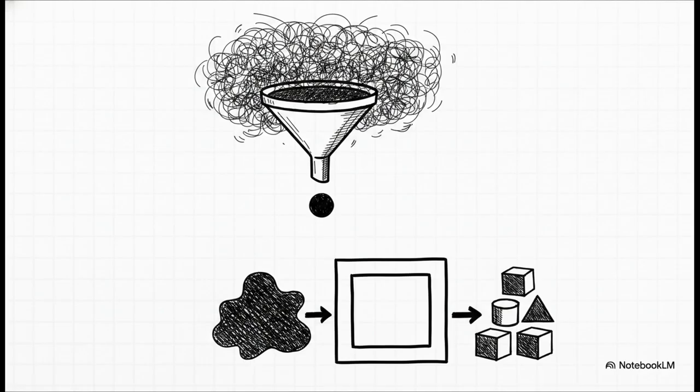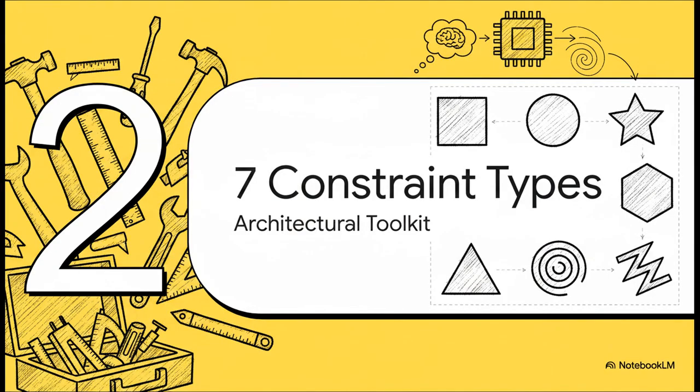The second axis is format. This dictates the structural shape of the output, things like the length, the style, the persona, the tone, and even the physical arrangement of the text itself. Moving on to Section 2, the 7 constraint types, architectural toolkit. It's time to crack open your new toolkit.